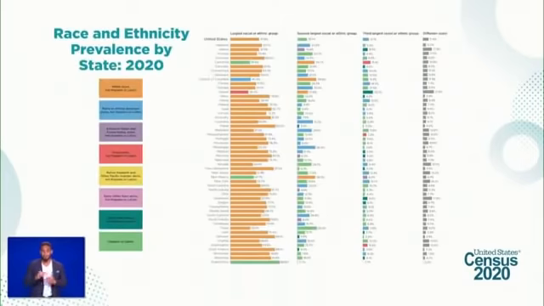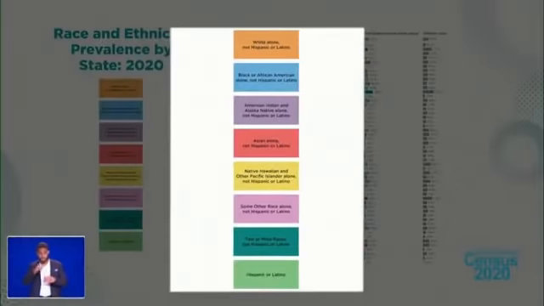The next measure of diversity that I will present are prevalence ranking graphs. These graphics show the percentage of the population that falls into the largest race or ethnic group, the second largest race or ethnic group, and the third largest race or ethnic group. In this graphic, the colors of the bars represent the different racial and ethnic groups shown in the legend.